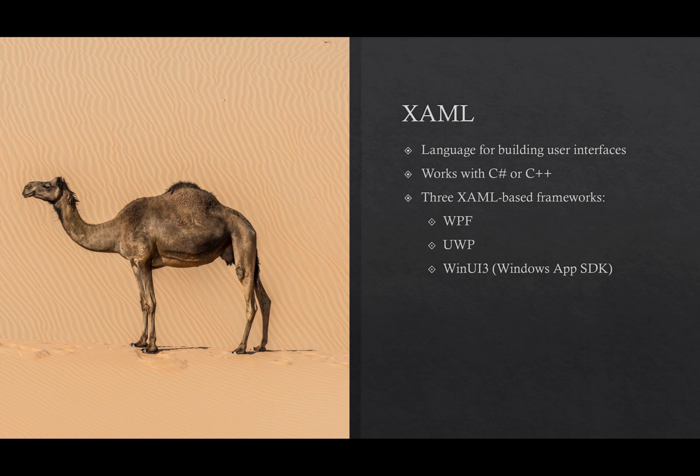There are three different flavors of XAML, or three different frameworks that all use this XAML markup language. The one is called WPF, which stands for Windows Presentation Foundation. That came out around the same time as Windows Vista, and is still around. Then when Windows 8 came out, a new kind of variant of XAML that was associated with a new kind of application model for Windows came out, which is called the UWP, for Universal Windows Platform, and that was further updated in Windows 10. But the one we're going to use is called WinUI3, which is part of a library called the Windows App SDK.